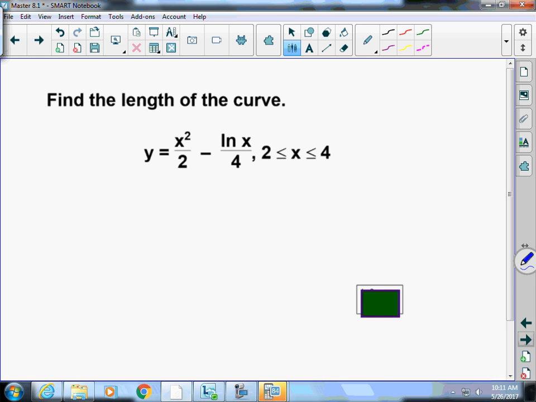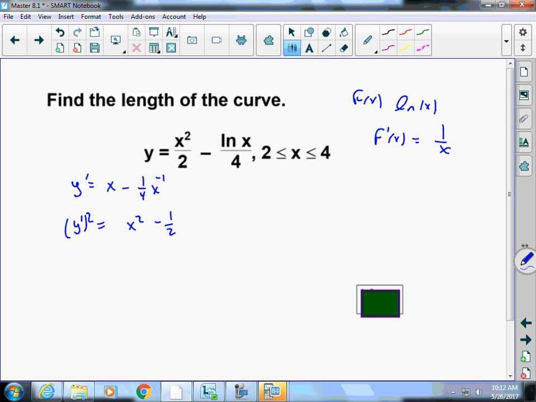So here we go. Let's get back to calculus now. I want to calculate this problem. I know that y is equal to above, so y prime is equal to x minus 1/4 x to the minus 1, right? Because when I take the derivative of the natural log of x, f prime of x is equal to 1 over x. So y prime squared is equal to x squared minus a half plus x to the minus 2.